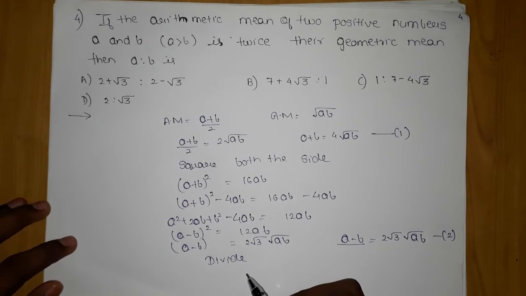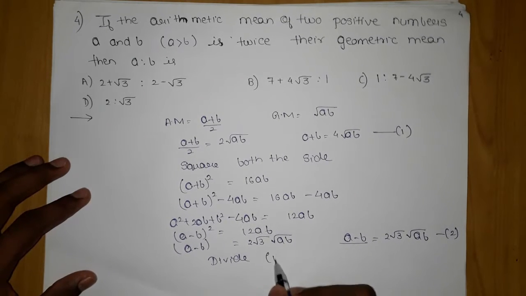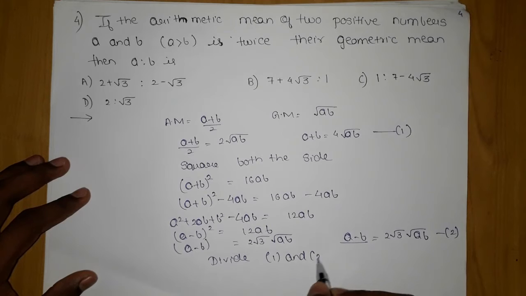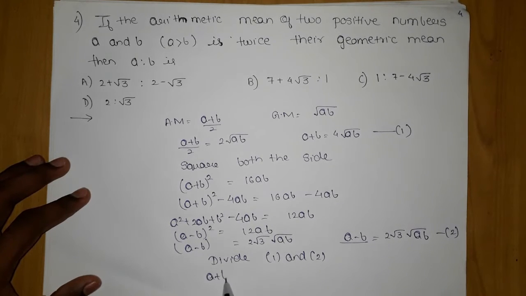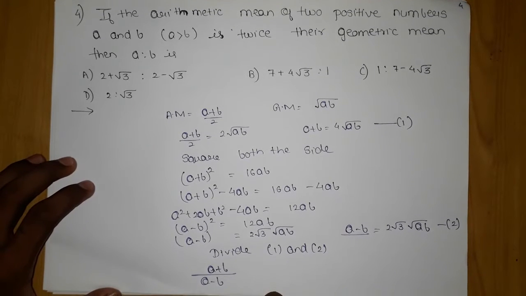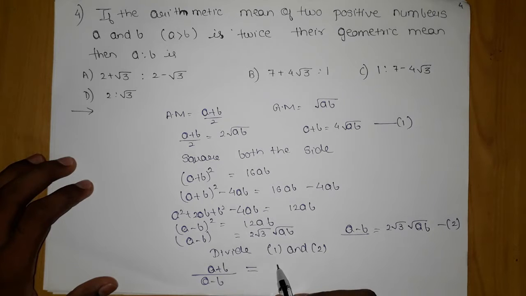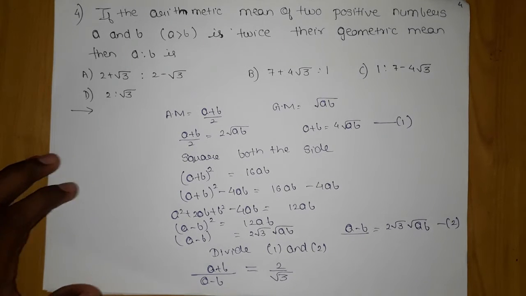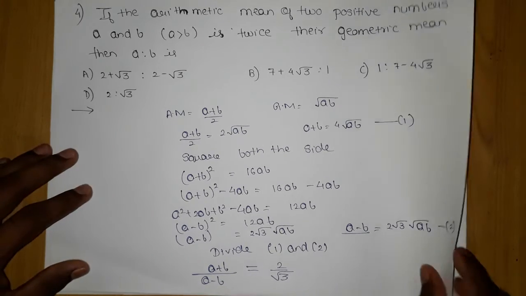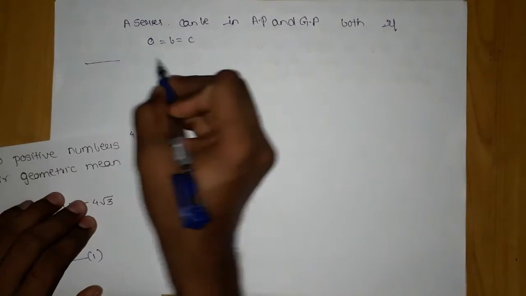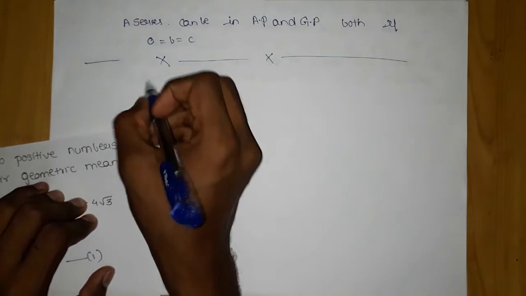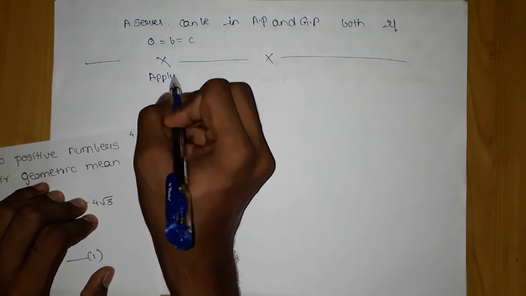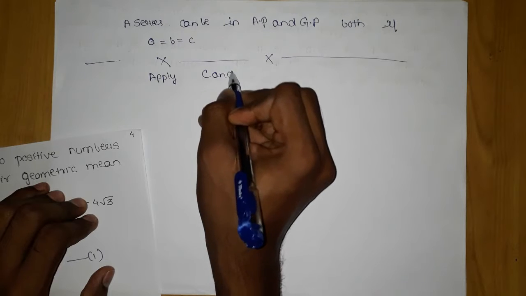if I divide 1 by 2, what we are getting is A plus B upon A minus B, right? A plus B upon A minus B is equal to 2 upon root 3. Now let's apply componendo and dividendo. Let me apply it here.